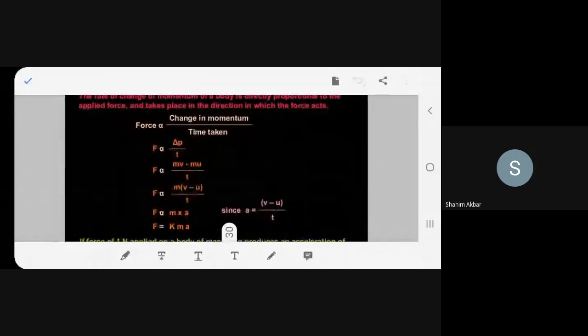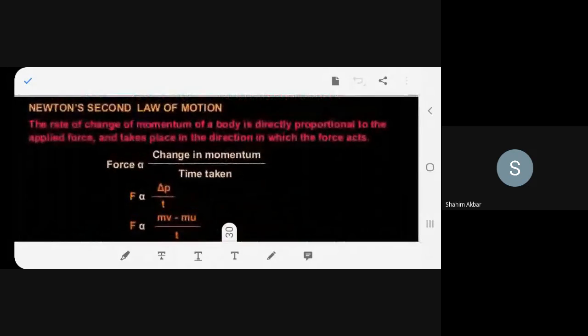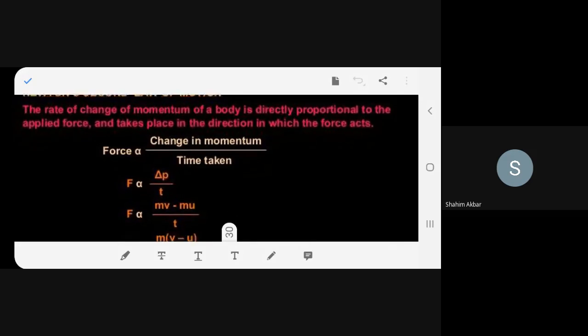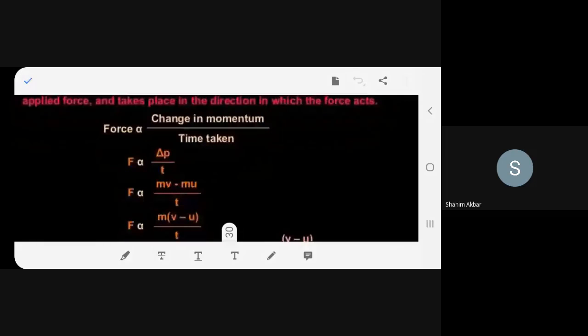It's the same thing. Can you read it once, please? Newton's second law of motion. The rate of change of momentum of a body is directly proportional to the applied force and takes place in the direction in which the force acts. Force, change in momentum upon time taken. Just a moment.